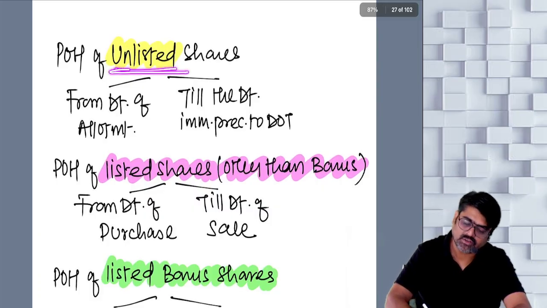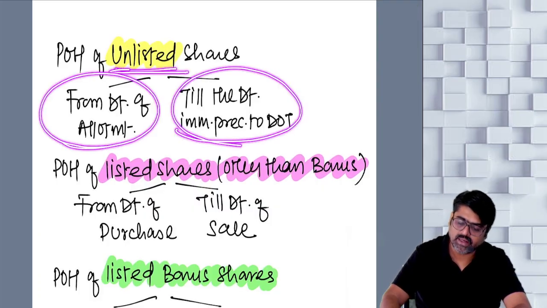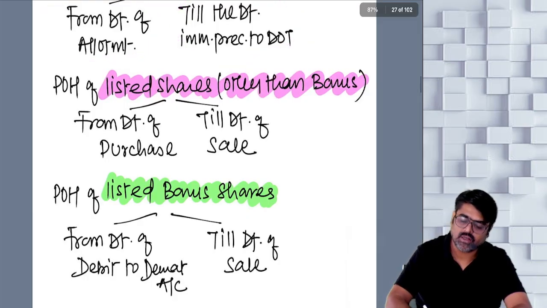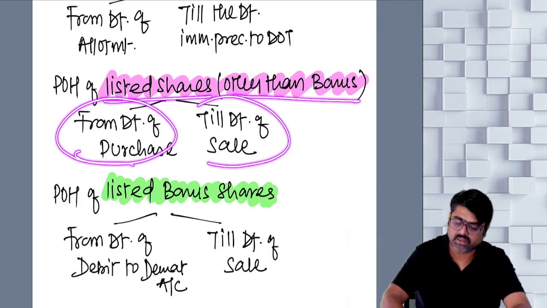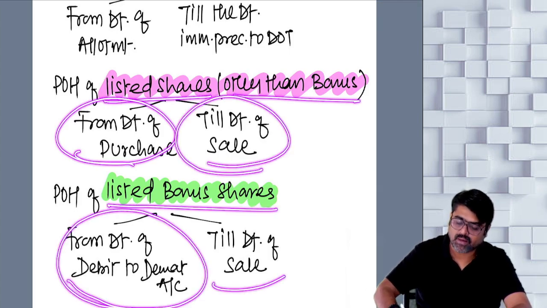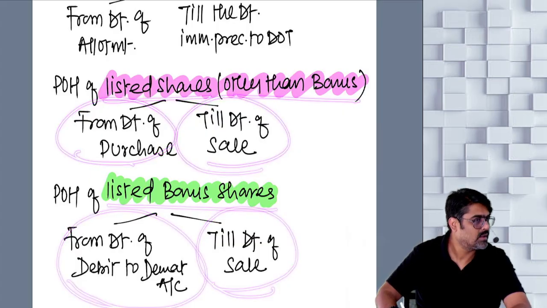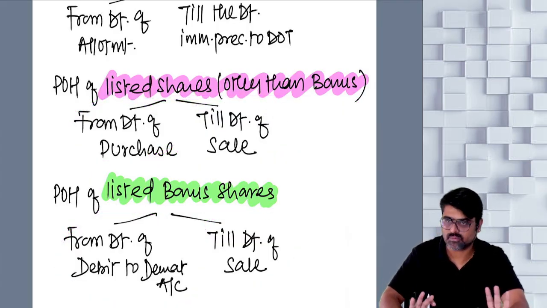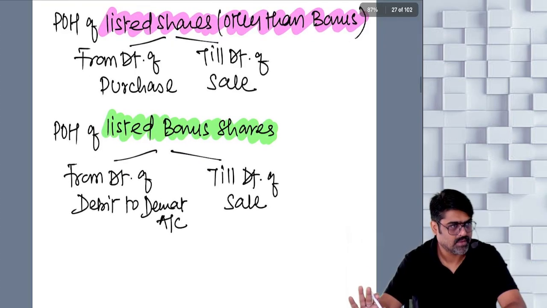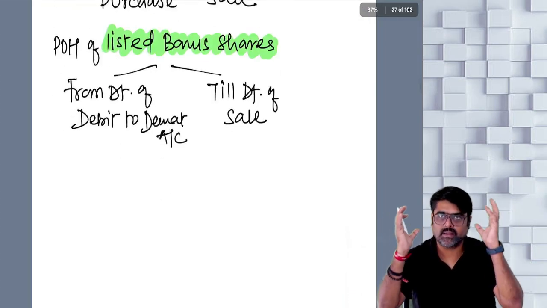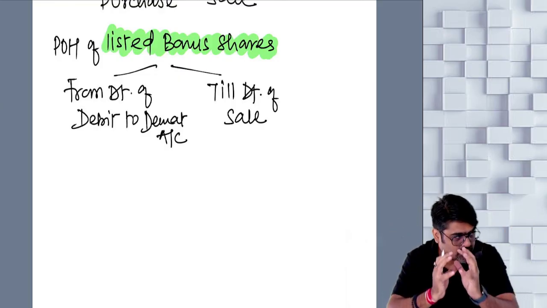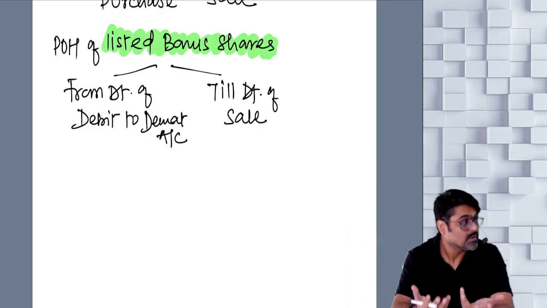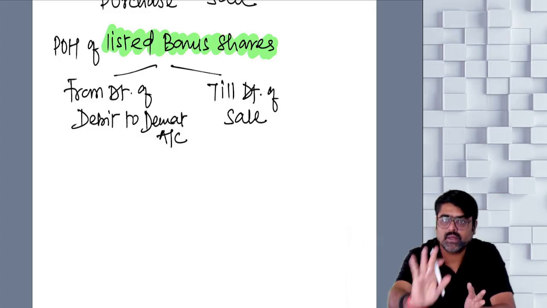See, unlisted shares: from the date of allotment till the date immediately preceding the date of transfer. For listed shares other than bonus shares: from the date of purchase till the date of sale. For listed bonus shares: from the date debited to the demat account till the date of sale. Understood? Everything which I am speaking is written in front of you. Now you have to comprehend and consolidate this entire information and use this knowledge while solving the question.